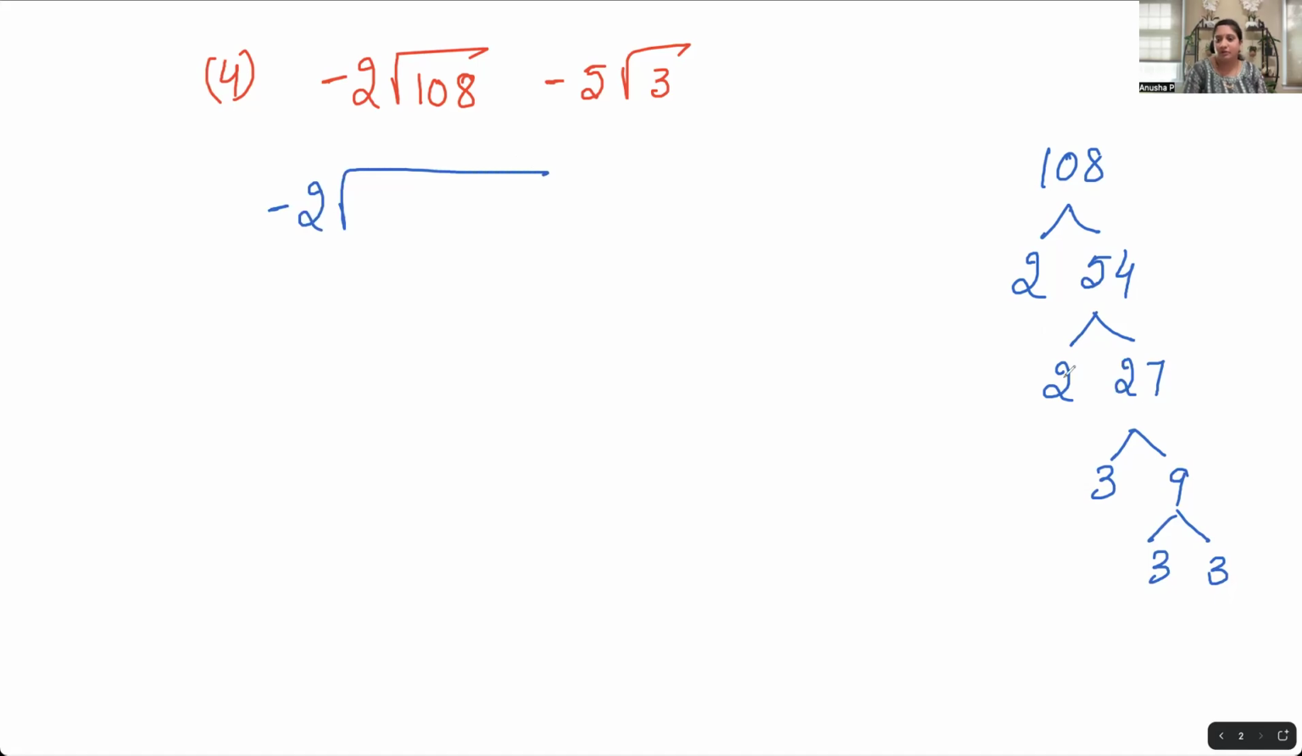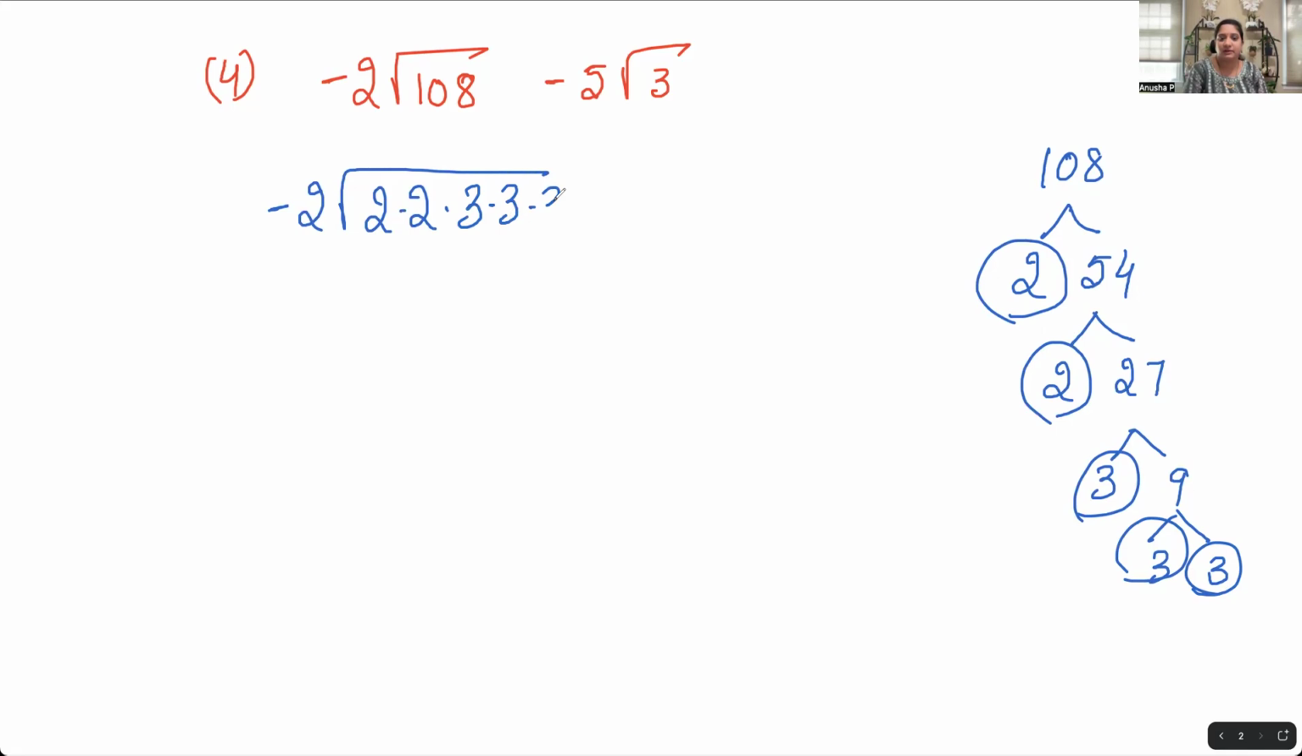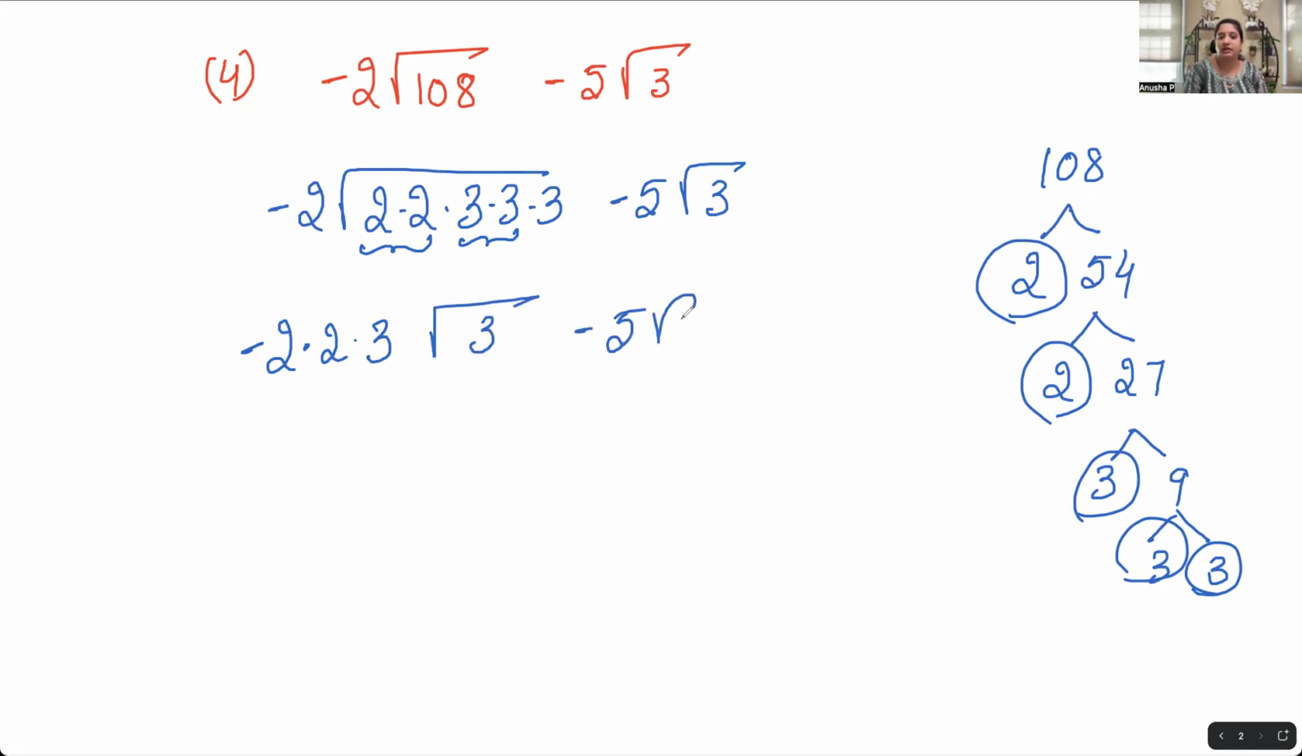Minus 2, how many 2's do we have here? 1, 2. 2 times 2, and then we have three 3's: 3 times 3 times 3, minus 5 root 3. Inside the square root, if you have two identical numbers, when you take off the square root, we write only one of them. Instead of two 2's, we write only one 2. Similarly, 3 times 3 is 9 and the square root of 9 is just 3. Square root of 3 minus 5 root 3.